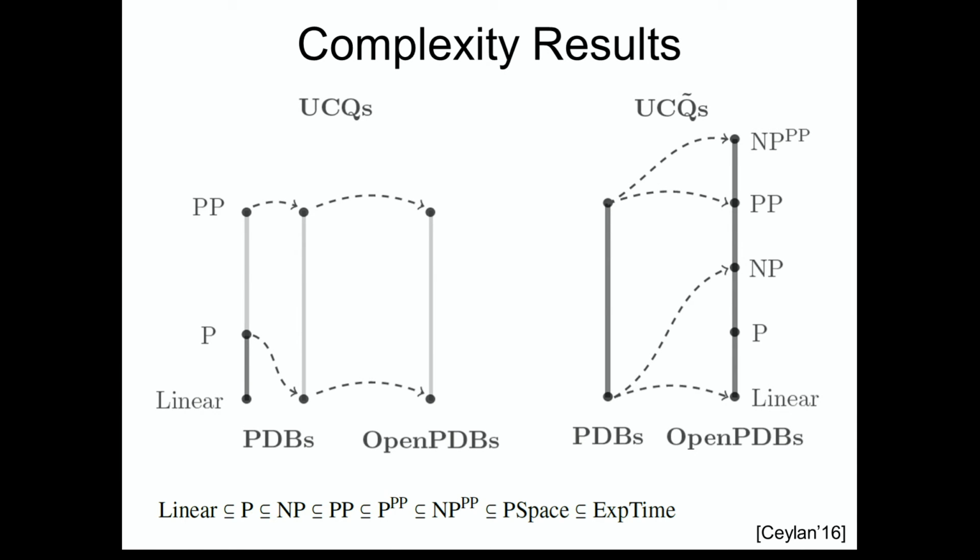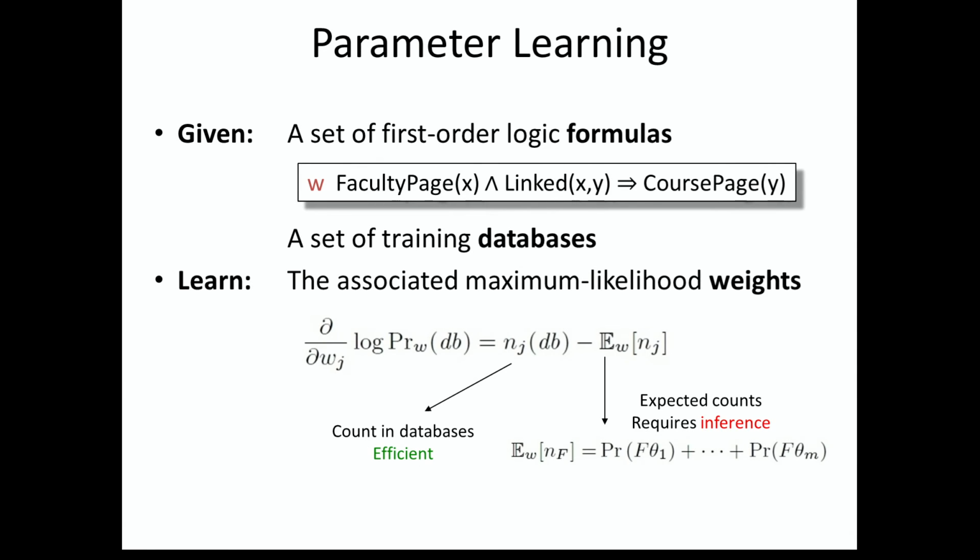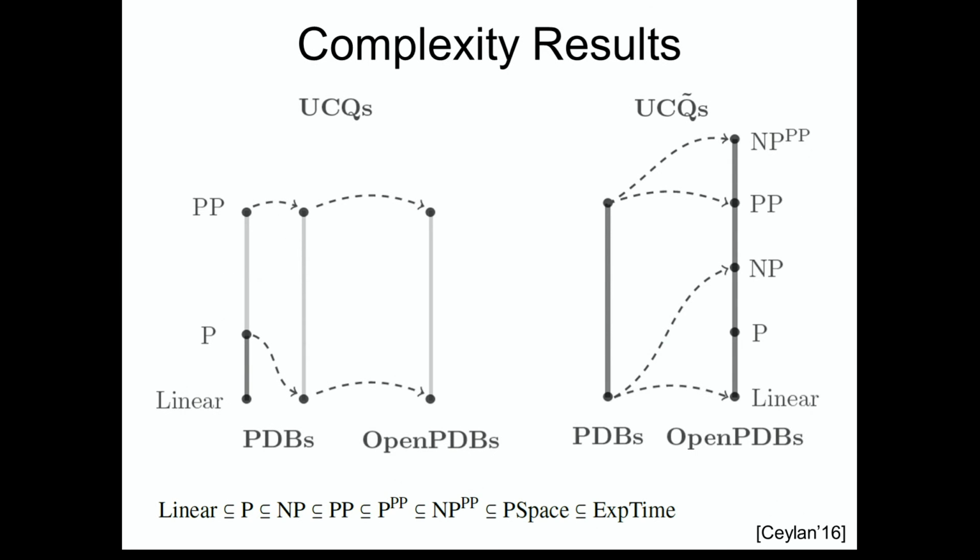We also look at queries with negation, where linear time queries can either stay linear or become as hard as NP complete. And some of the PP queries on the open worlds stay PP hard, and others become NP to the PP complete. So there's a lot of complexity stuff that you can study in this context. So this kind of wraps up the query evaluation motivation for first order model counting. It's open world query evaluation.